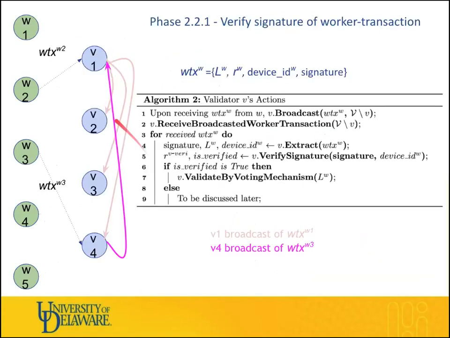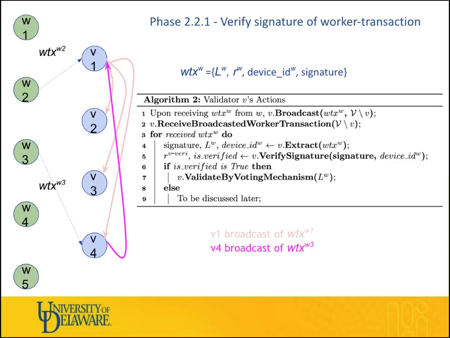After validator V broadcasts a worker transaction, or upon receiving a broadcasted worker transaction from another validator, the validator V would first unpack the signature, the local model update, and the device ID. Notice that these 3 fields are not encrypted, so the validator can unpack their real values. And the validator then verifies the signature of this worker transaction by the worker's public key, which is just the device ID, as we mentioned before. The validator receives a verification reward by verifying the signature.